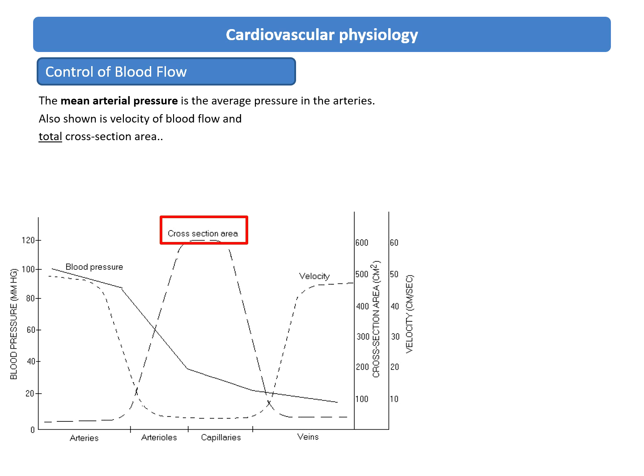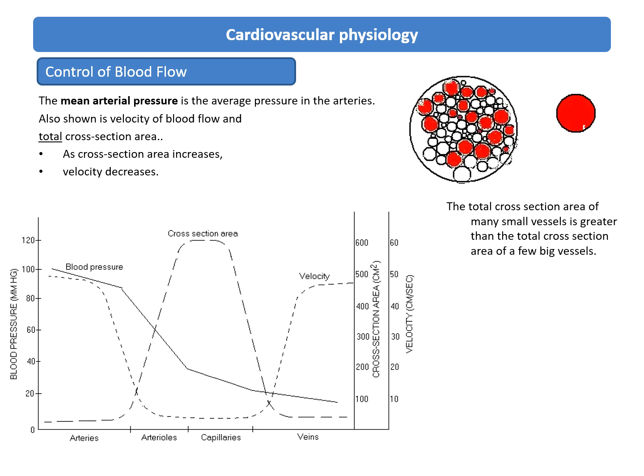Now, that may not be intuitive because you're thinking, well, arteries are large, so are veins, capillaries are small. How can the total cross-section area be greater? Well, as the cross-section area increases, the velocity decreases. Here's a view. Let's say the big circle represents the total cross-section area of many small vessels. It's quite a bit greater than the total cross-section area of the one big vessel shown on the right.